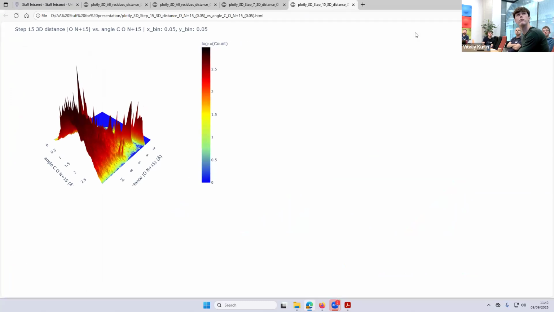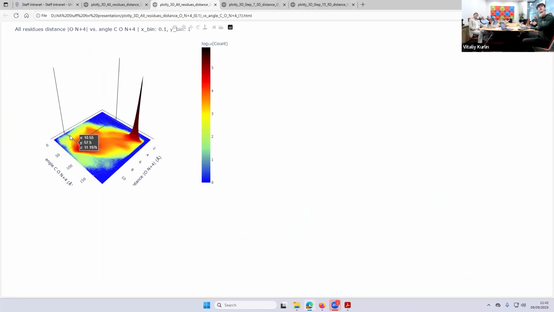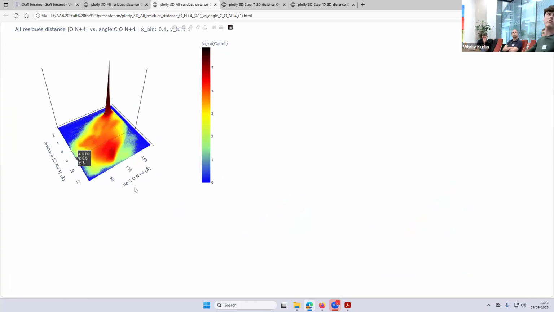Here are some of the heat maps we develop when we put all the data for a given step size in a 3D plot. So we see the distance and the angle for a given step size. So for this example, it's step 4.